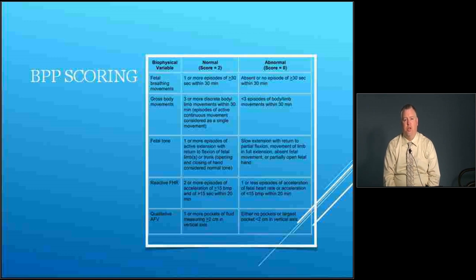Then they look at fetal tone, and there they're looking for 1 or more episodes of active extension with return to flexion. So they're looking for the baby to either extend and flex an arm, a leg, his spine. They also consider if they see the fetus opening and closing his hand, that would be considered normal tone as well.